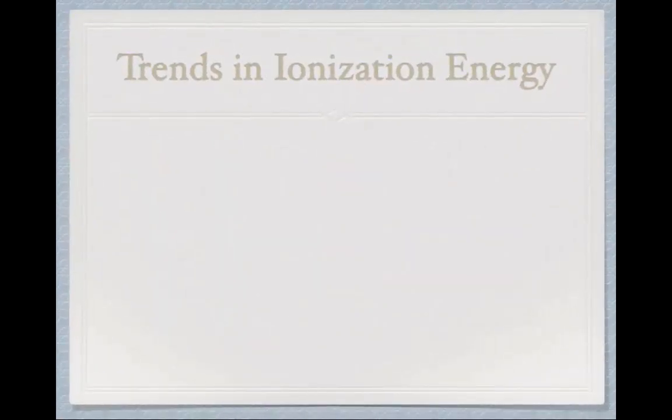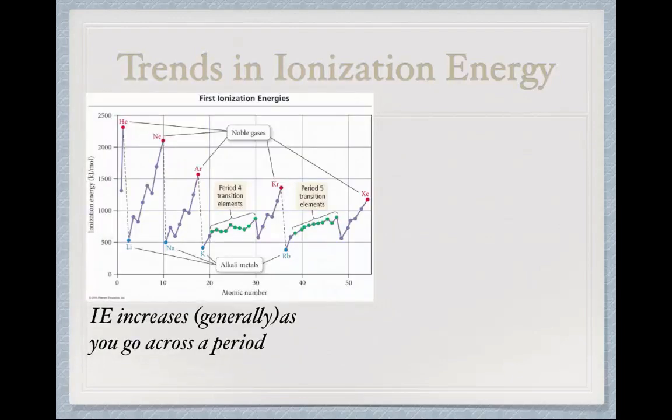Now we can look at the trends there as we go across the periodic table. We'll look at first ionization energies here initially, and we see that ionization energy generally increases as we go across a period. So here, as we go from lithium up to neon, we increase in ionization energy. As we go from sodium to argon, an increase. Potassium to krypton, a general increase. We do have some issues there with the transition elements.